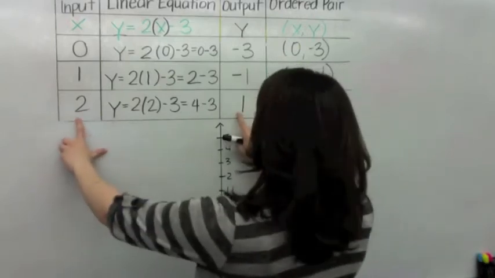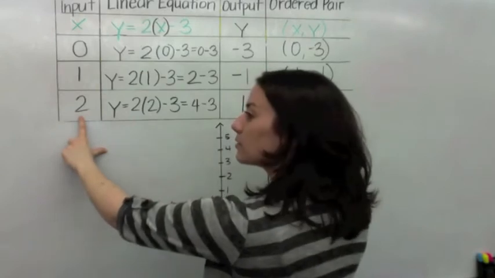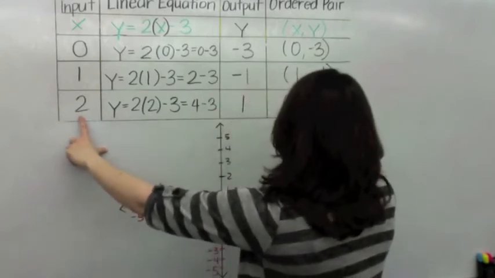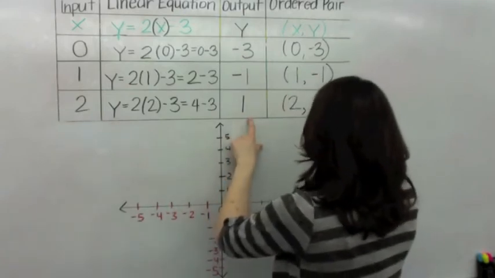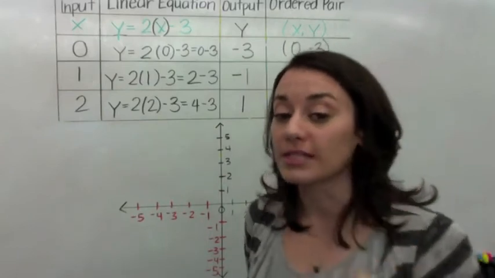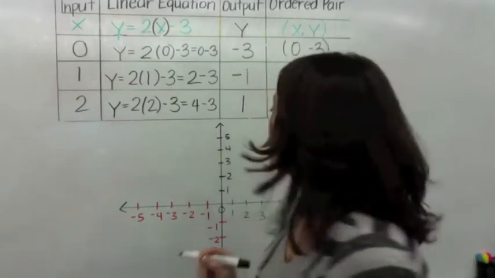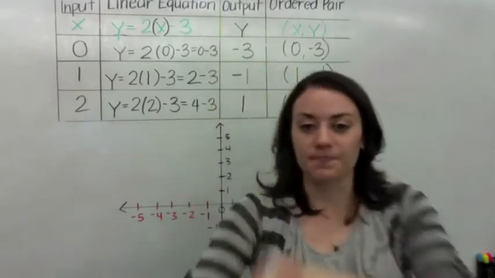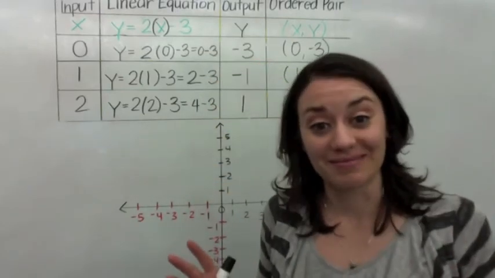And now the ordered pair is going to be 2. What is x? 2. And what is y? 1. Now that we have 3 points, and all I'm asking you for are 3 points, how many points? 3. Now we can plot these on the coordinate plane and make a line, okay?